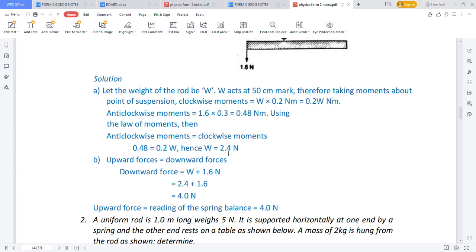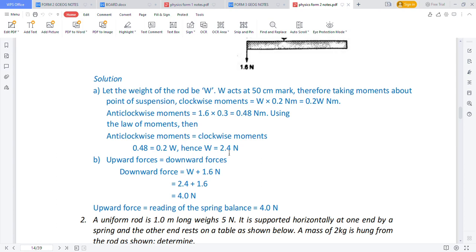If you are asked mass, what is the mass of the meter rule? Kindly remember how we calculate mass. We say that W is equal to mg. M is equal to W divided by gravitational pull. So mass is equal to weight over gravitational pull.